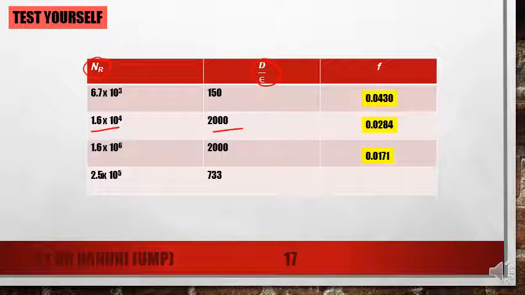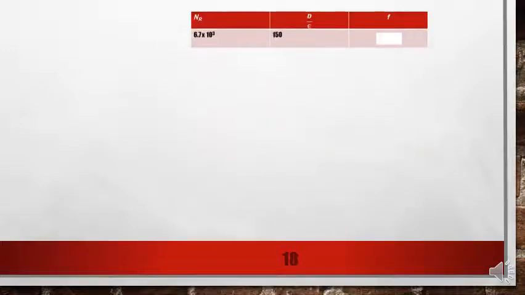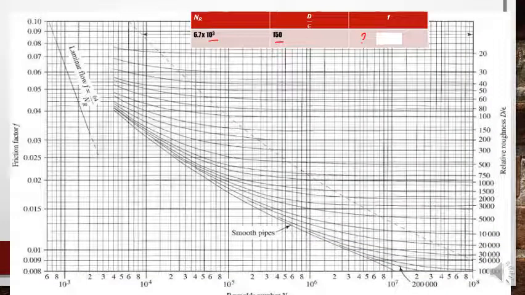So this is the answer. Number 3 is 0.0171. Okay, let's try this one. The first one: if the Reynolds number is 6.7 times 10 to the power of 3 and the relative roughness D over E equals 150, what is your F? You have to use the Moody chart. We know that the Reynolds number is 6.7 times 10 to the power of 3, which is on the x-axis. So here.